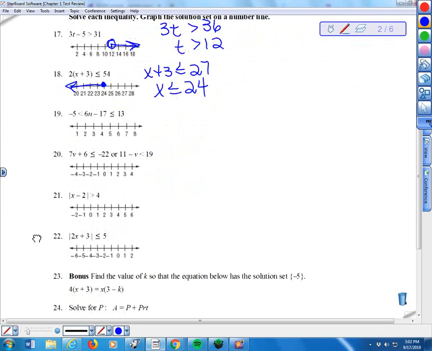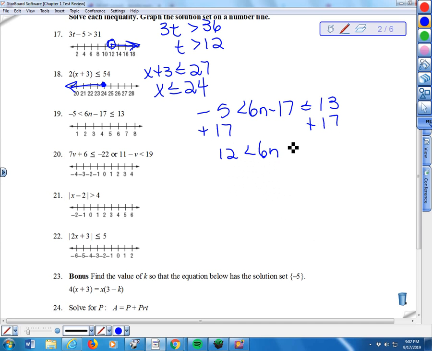Okay, this one, I'll go ahead and do, so I'll add 17 to both sides. That is 12 is less than 6n is less than or equal to 30. Divide by 6. Wait, okay, never mind. I can't add. So n is between 2 and 5. 2 is open, 5 is closed, and it's between the 2. Okay.